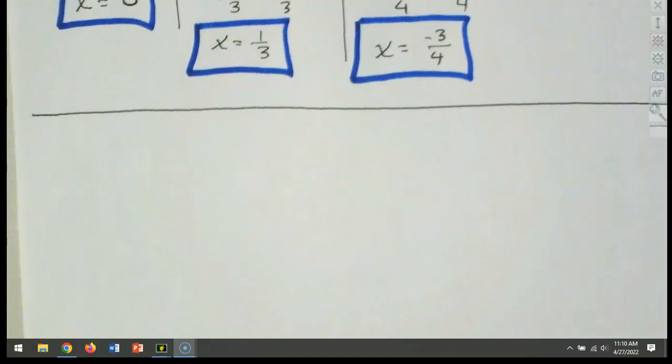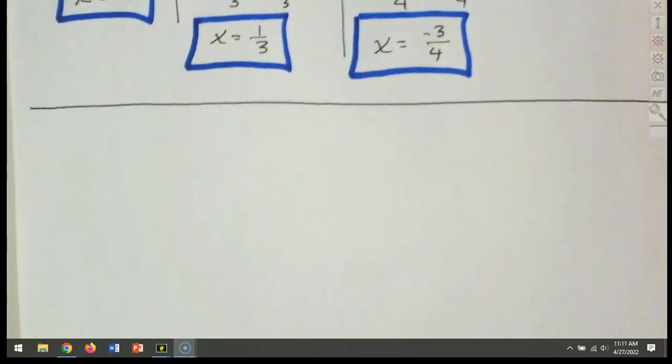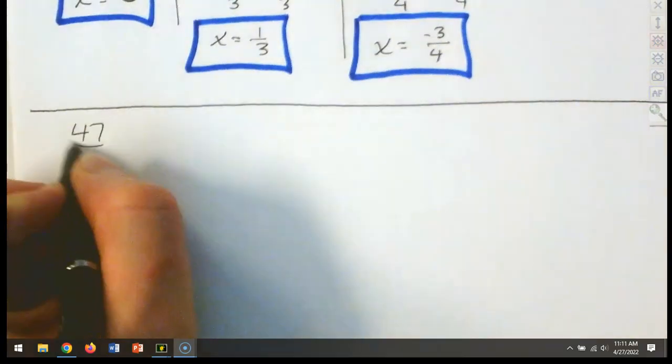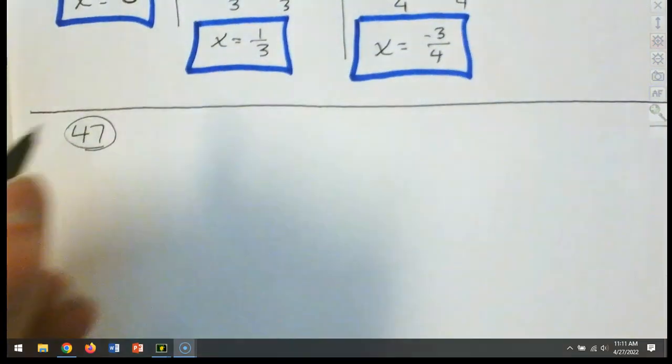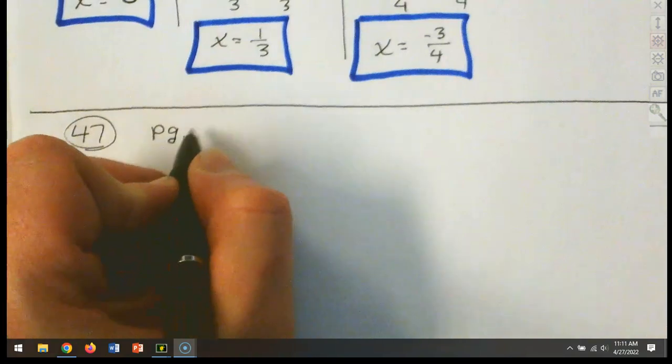I'm going to try to pick 2 questions from our textbook to look at. Let me try to find 2 of them here. How about we look at, let's see if we can figure out how to factor, how about question 47? See if we can figure out what to do for 47. And this is on page 375.